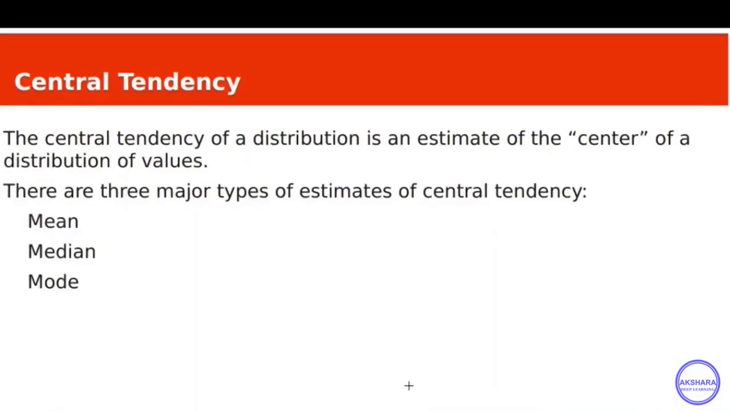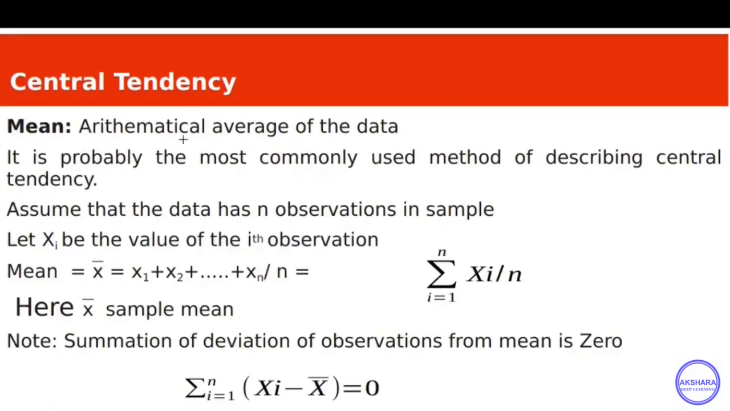Central tendency. Central tendency of a distribution is an estimate of the center of a distribution of values. There are three major types of estimation of central tendency: mean, median, and mode. Mean is the arithmetical average of the data. It is probably the most commonly used method for describing central tendency. Assume that the data has small n observations in the sample. Let xi be the value of the ith observation. Then mean can be written like this.